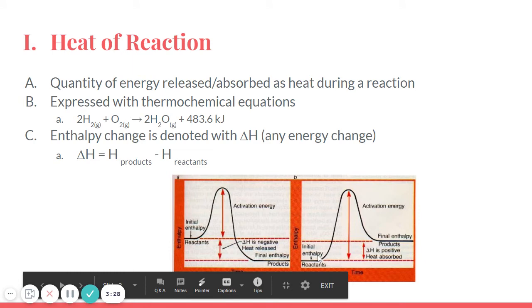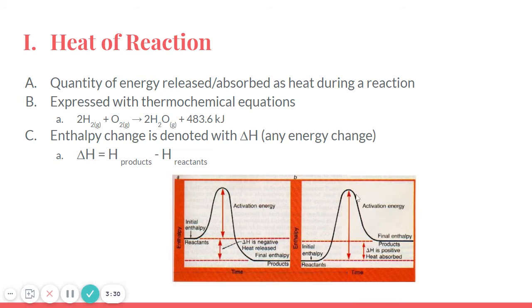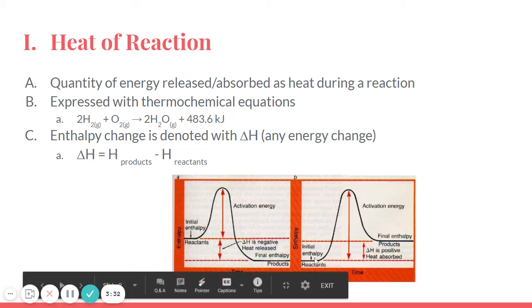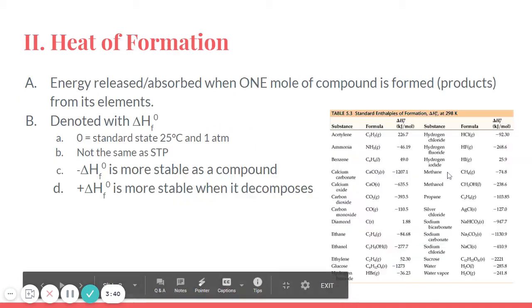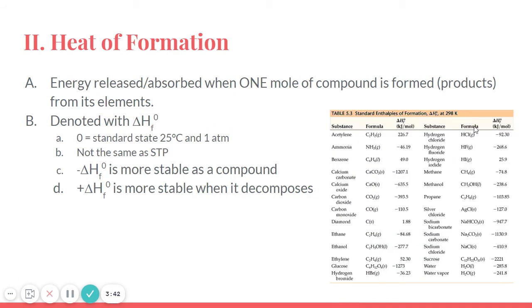Here in the second, in B, I put in more energy than I released. So when I do products minus reactants, I'm going to get a positive number. So endothermic is a positive enthalpy and exothermic is a negative enthalpy. I think I wrote that on a slide somewhere, but we'll see. Energy released and absorbed. Okay.